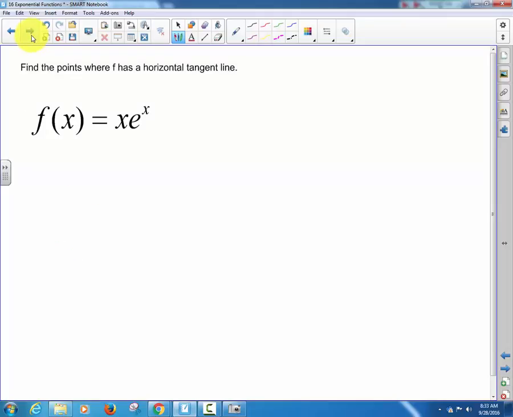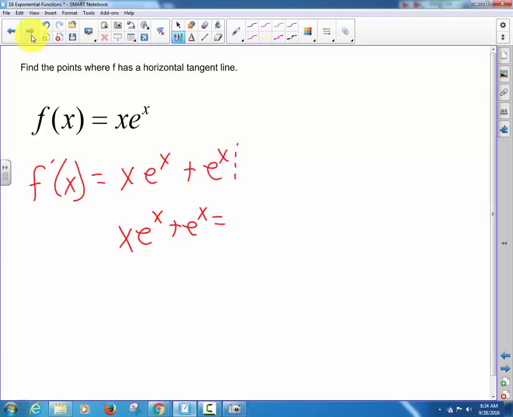Find the point where F has a horizontal tangent line. What does that mean? Horizontal tangent line. F prime equals 0. Okay, how are you going to talk to me about taking the derivative of this thing? Product rule. Please remember that. Product rule. So first, derivative of second plus second derivative of first. X e to the x plus e to the x. So, Marlon said that's horizontal tangent lines where that equals 0. So, let's do this. X e to the x plus e to the x equals 0.